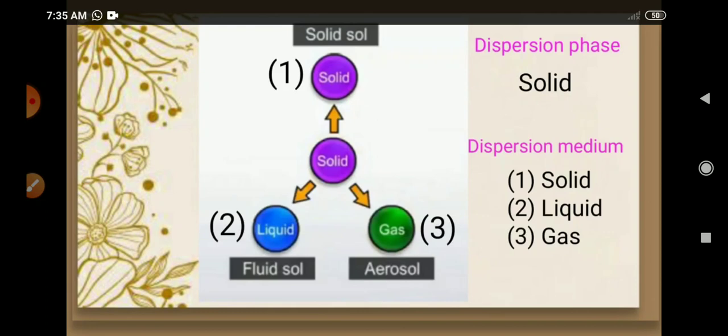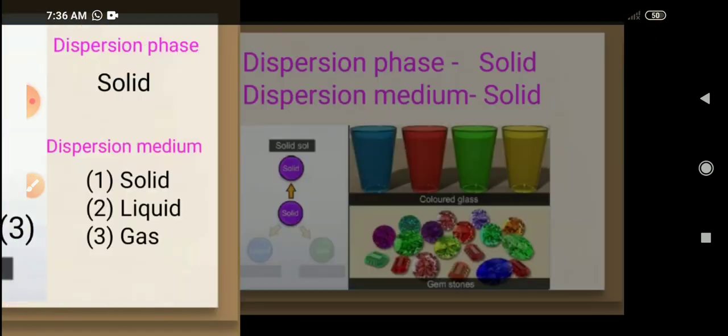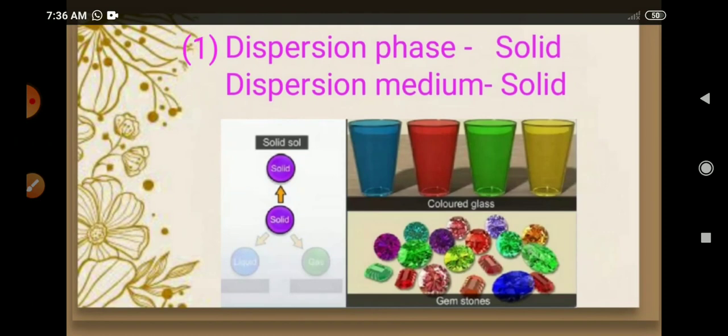First, if solid in solid are there, then it is called as solid sol, that is the first type. Solid in liquid, then it is second type, which is called as fluid sol. And solid in gas, that is called as aerosol. So which one is the phase here? That is solid is the phase and the others are the dispersion medium. So let us discuss solid sol.